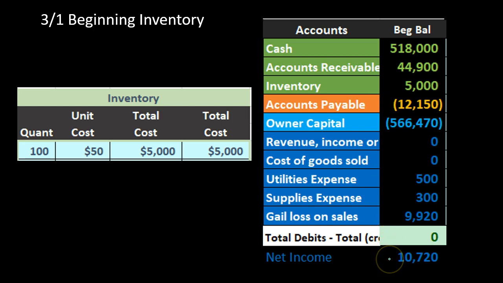Net income here is a loss at this point where we have no revenue, just expenses, the 500, the 300, the 9,920 being that 10,720. We, of course, are concentrating here on the inventory, which now matches our worksheet. So you can see that this worksheet, this is just the last column of the worksheet, is tying out to what we have on the trial balance. That will be consistently what will happen.